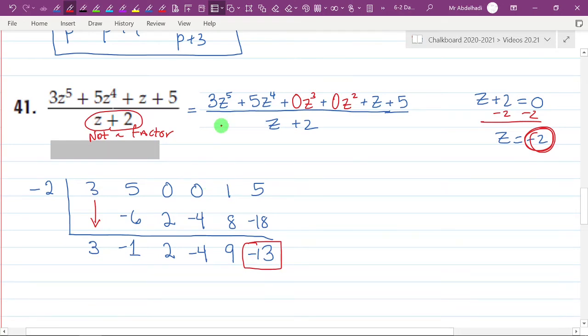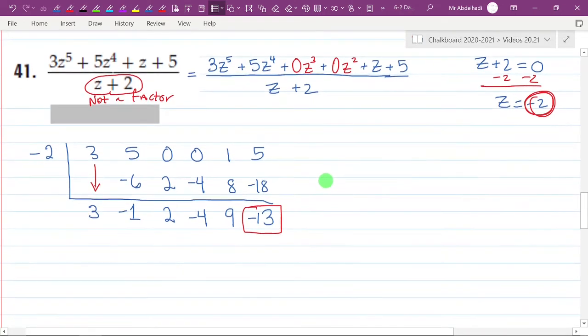What's our quotient? Well, what was our power to start with? We started off with a 5th power, right? This was originally a 5th power of z. This is going to be a 4th power because it comes down 1 power. So here we go. 3z to the 4th power minus 1z to the 3rd power. We're not going to be missing any powers here.